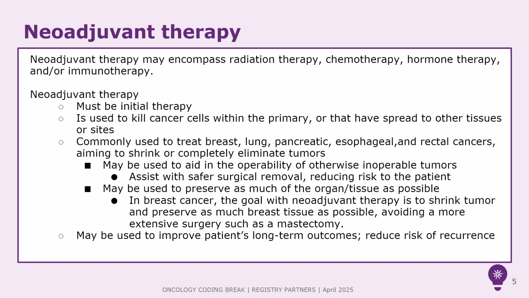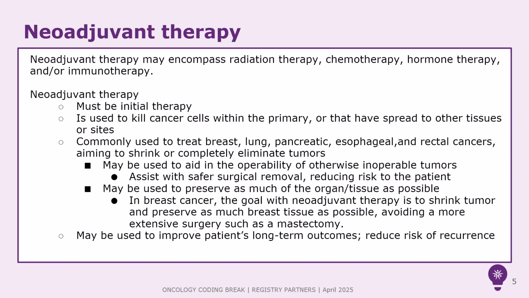Neoadjuvant therapy may encompass radiation therapy, chemotherapy, hormone therapy, and/or immunotherapy. It must be initial therapy. It is used to kill cancer cells within the primary or that have spread to other tissues or sites. Commonly used to treat breast, lung, pancreatic, esophageal, and rectal cancers, aiming to shrink or completely eliminate tumors.